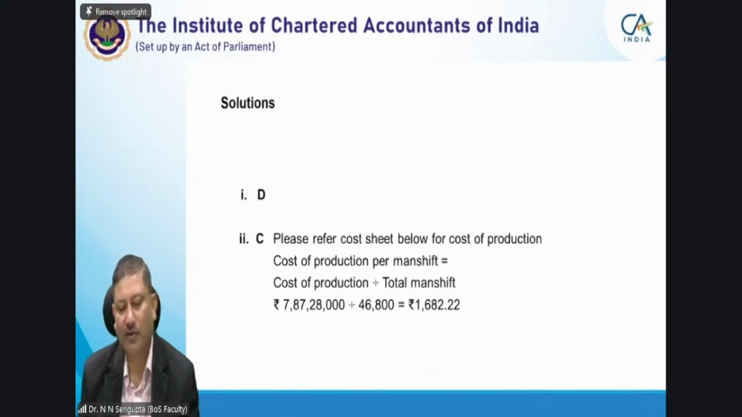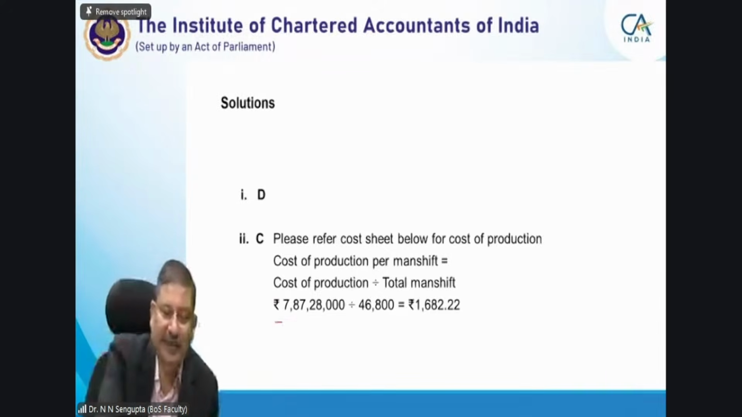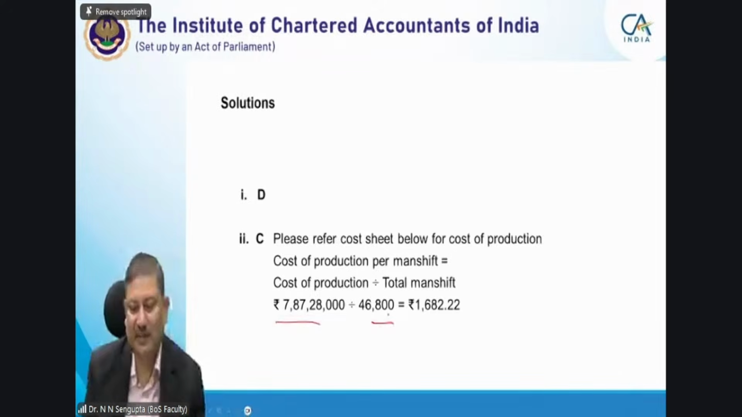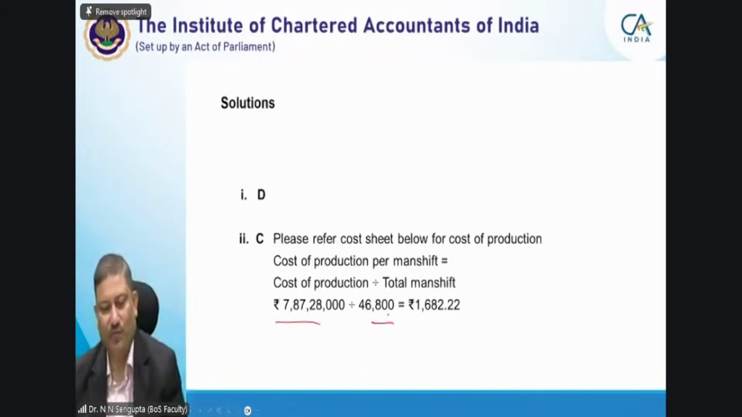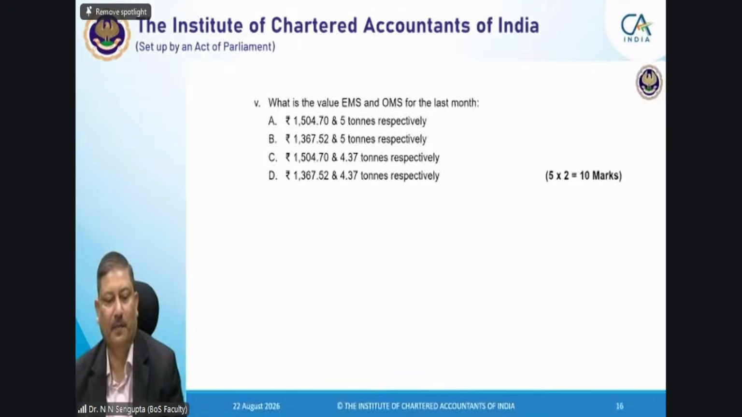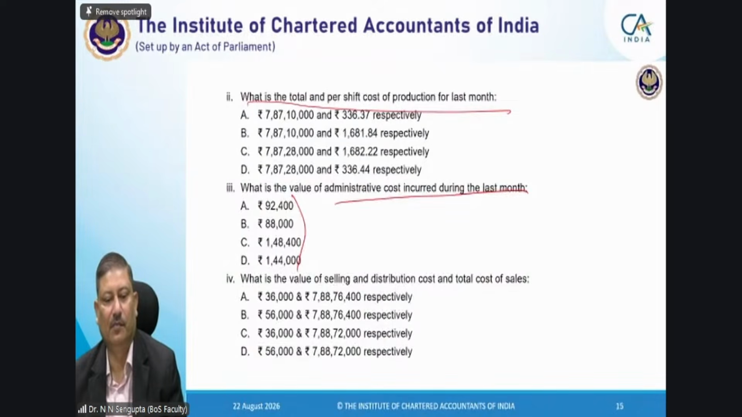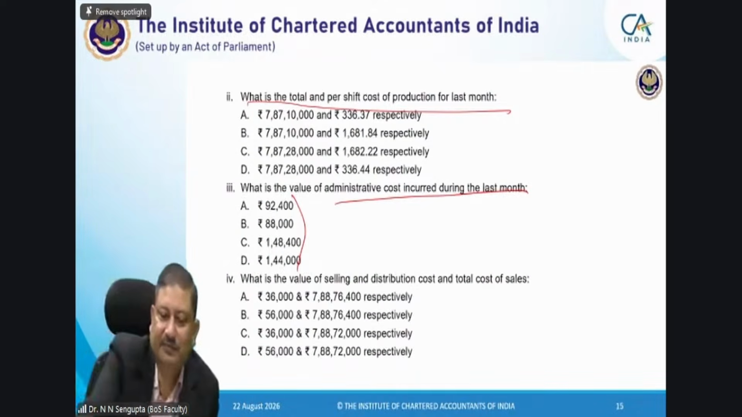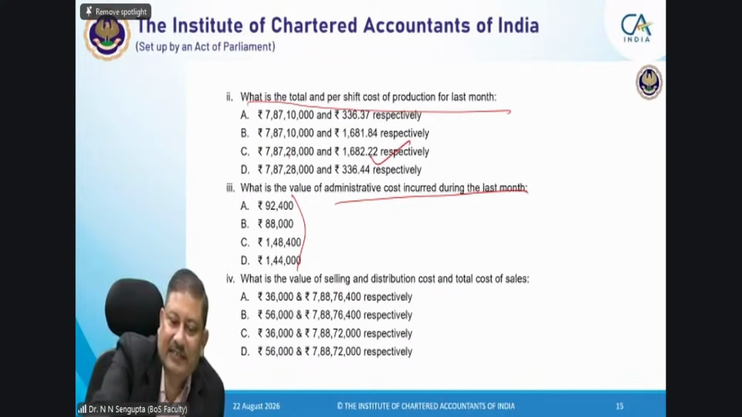When we are talking about the cost sheet, the cost of production per man shift, so total cost of production we have taken divided by the total man shift. That is 1682.22. This one. And this is the cost we have taken.